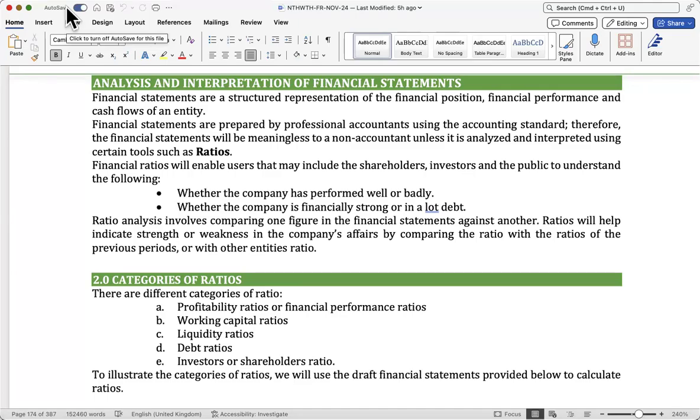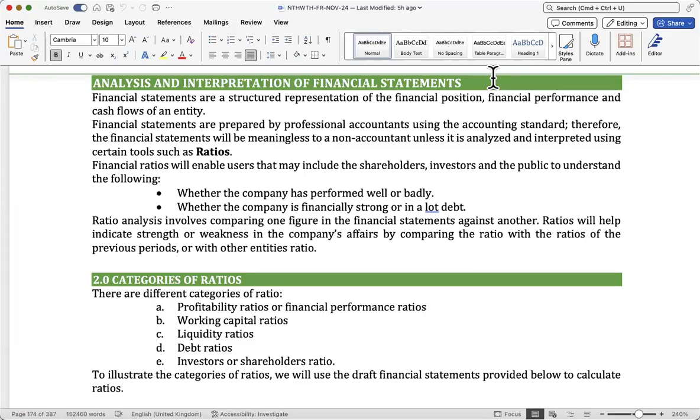Tonight, we are going to be progressing with analysis and interpretation of financial statements. So this is a very key topic for you guys. Key in the sense that you would always find it in your exam. So it's always there.